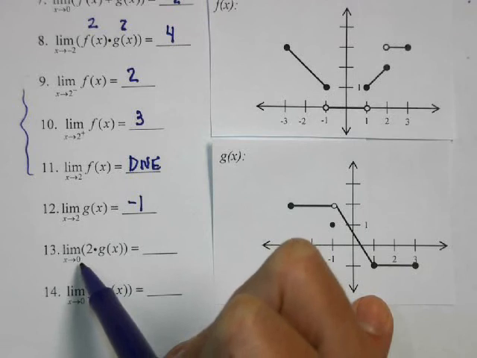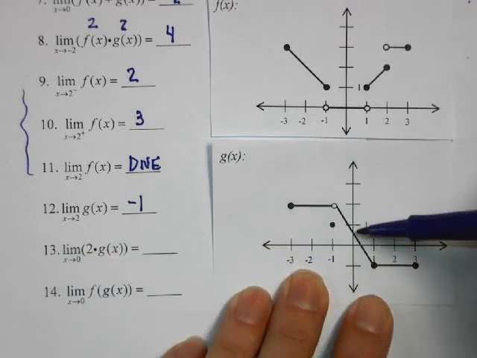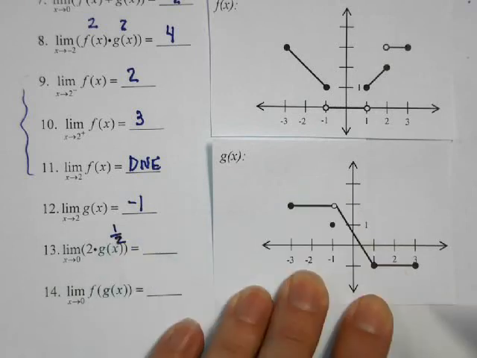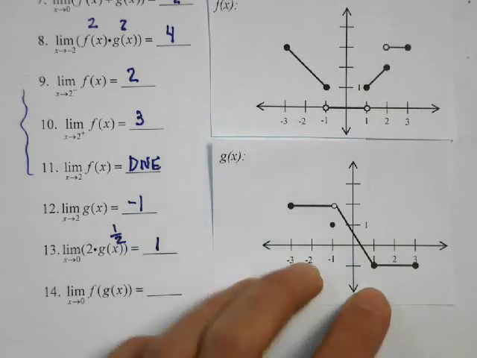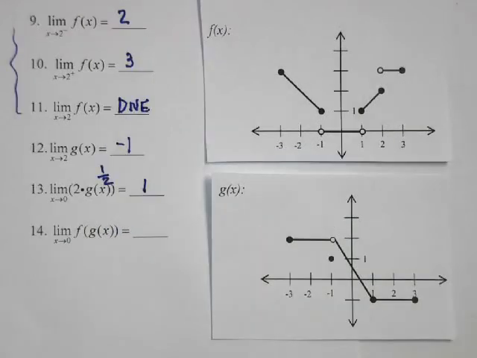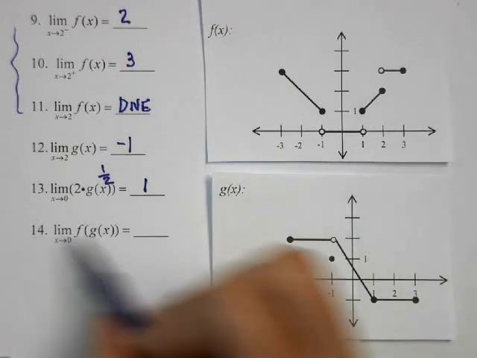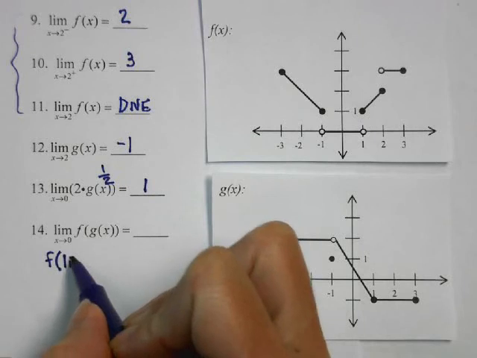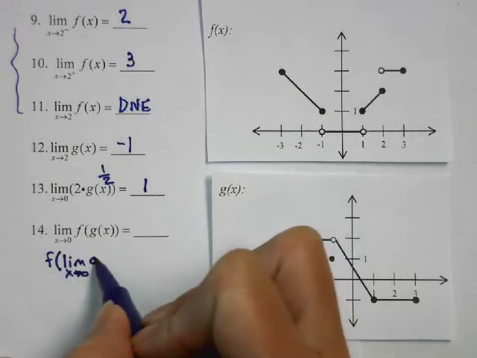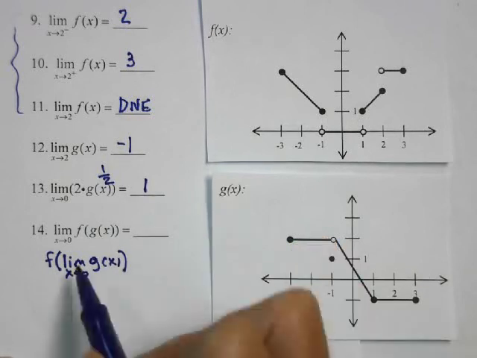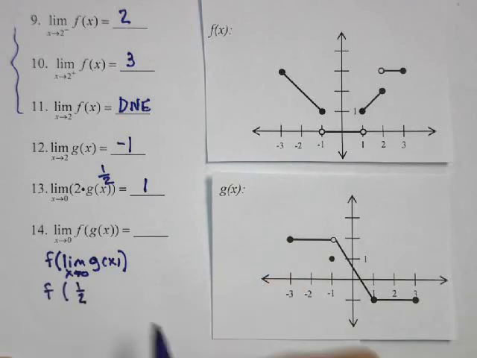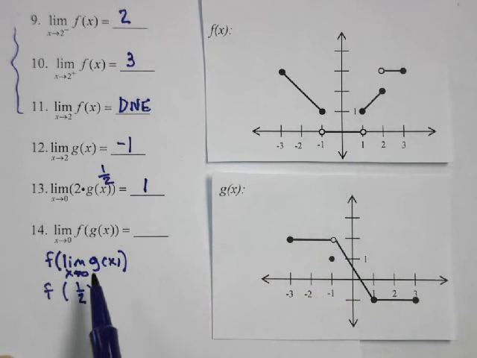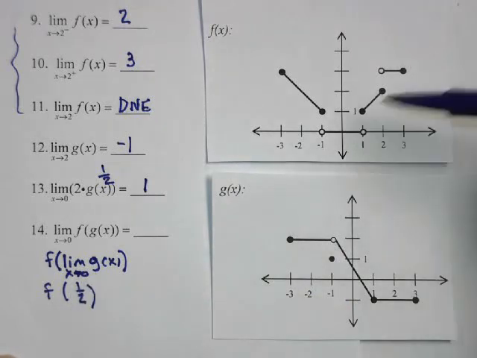Here the limit as x approaches 0 of 2 times g of x. So g of x is approaching 1/2. So 1/2 times 2 is 1. This last one, for the composition, I'm going to rewrite this as f of the limit as x goes to 0 of g of x. Okay, then I evaluate this limit. So this is going to 1/2 again. Then I'm going to go to the graph of f at 1/2, which is right here, which is 0.